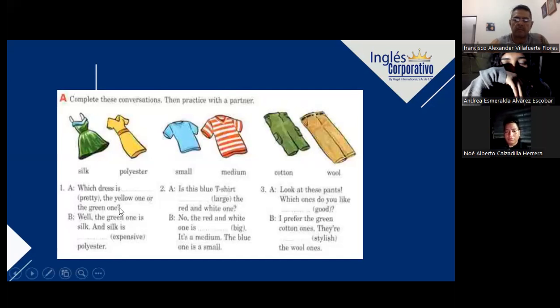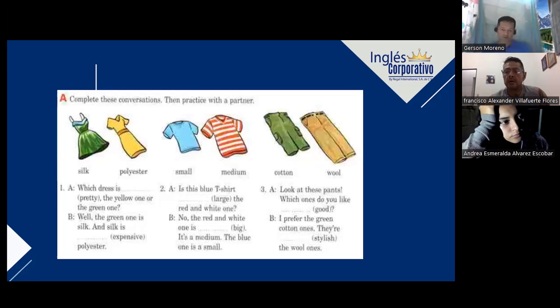Entonces vamos a tratar de agregar esta información a las oraciones. Number one, which dress is, y vemos ahí pretty, ¿cuál vestido es más bonito? ¿Cómo más sería bonito, en este caso? Prettier. Okay. The yellow one or the green one? Luego tenemos, well, the green one is silk, and silk is expensive. Entonces usted lo va a completar agregando el comparativo. Mientras ustedes trabajan en esto, vamos a pasar brevemente la asistencia.